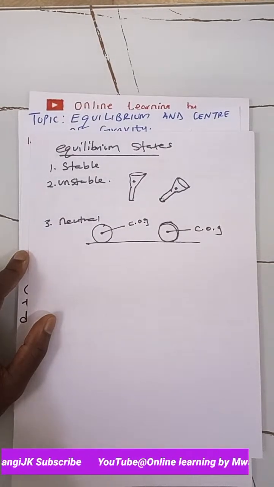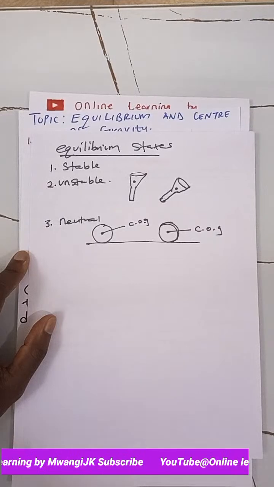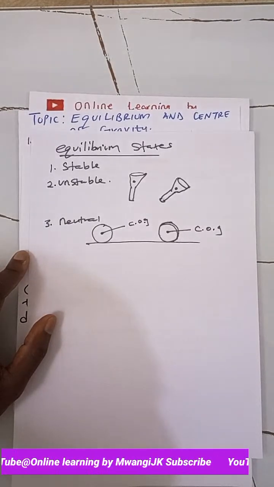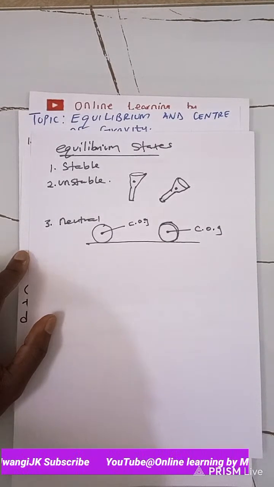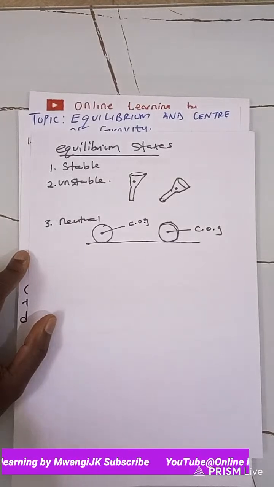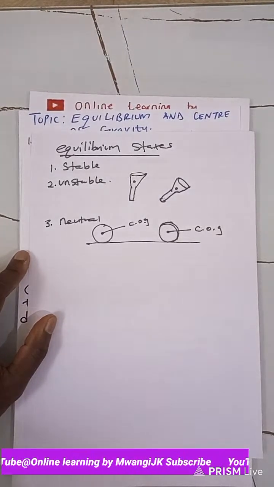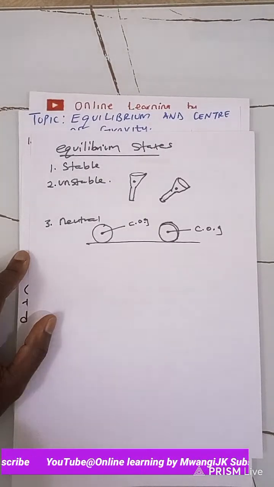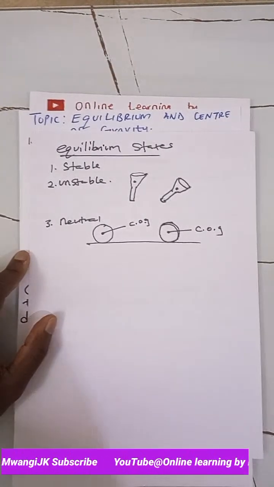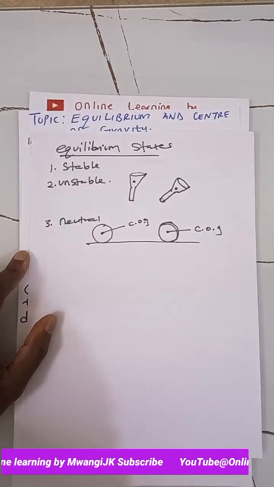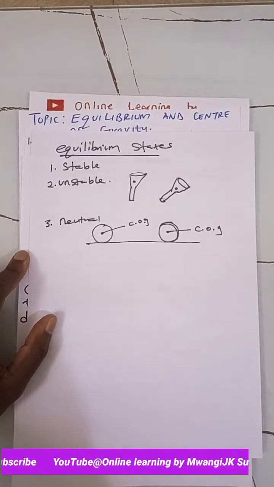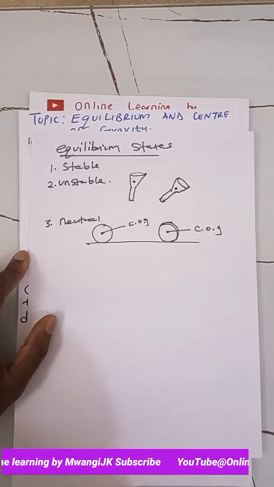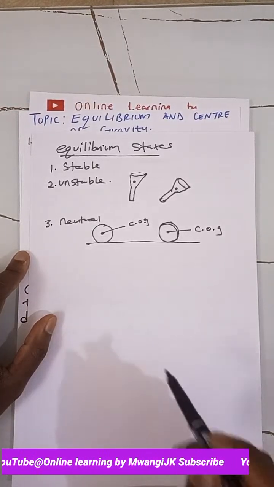So there are some conditions for equilibrium. The sum of forces on the body in one direction is equal to the sum of forces acting on the body in the opposite direction. That is one condition of equilibrium. Another condition is that the sum of clockwise moments about a point should be equal to the sum of anti-clockwise moments about the same point. Those are the two conditions of equilibrium. And then lastly, we will talk about factors affecting stability of a body.